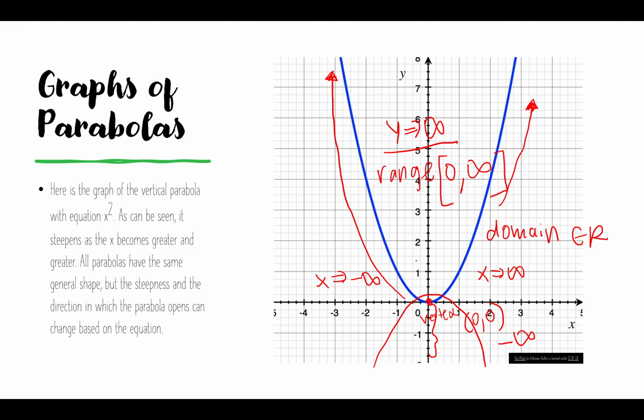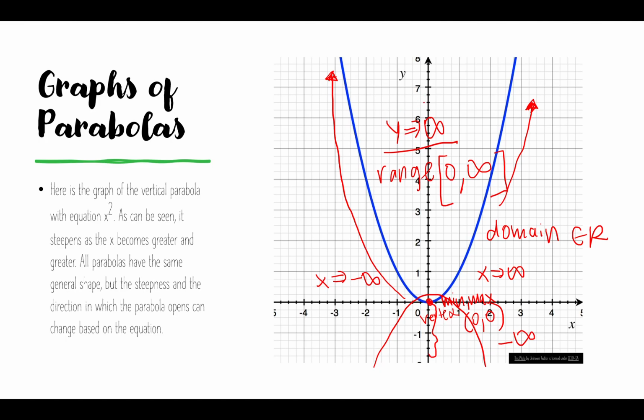All parabolas have the same general shape, but the steepness and direction in which the parabola opens can change based on the equation. Also, let's make sure to keep notice of some of the key parts of the parabola. We already talked about the vertex. The vertex is the point on the parabola which is either the minimum or maximum. The vertex is the minimum point of a parabola when the parabola opens upward, as we can see on the graph in blue. The vertex is the maximum point on downward parabolas, illustrated by the graph in red.